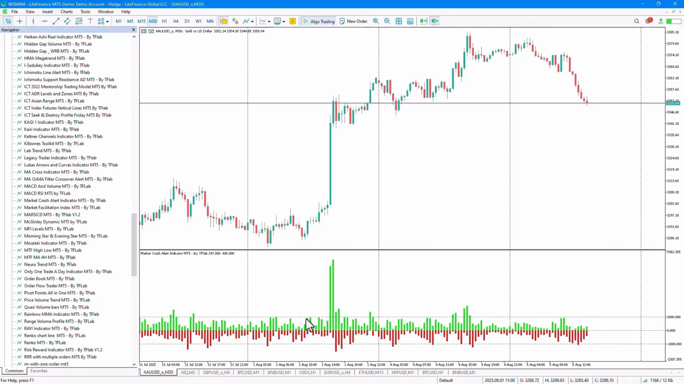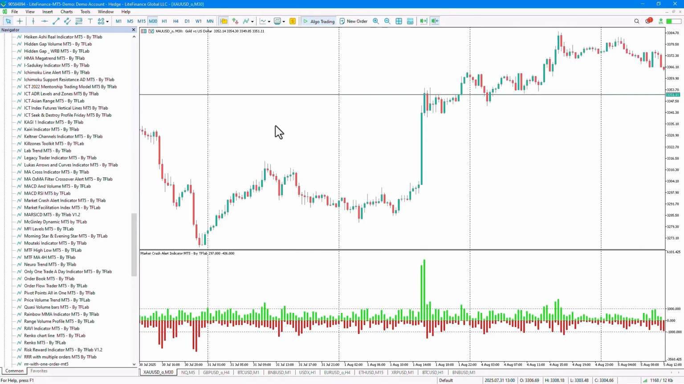We can also set a level on the histogram so that if the candle's movement values exceed our specified level, it will issue alerts for us and we will be informed about the candle's movement steps.